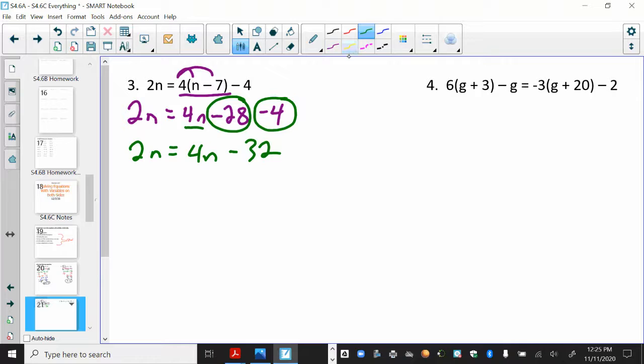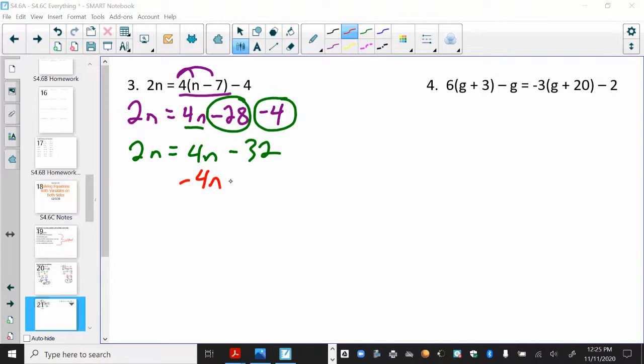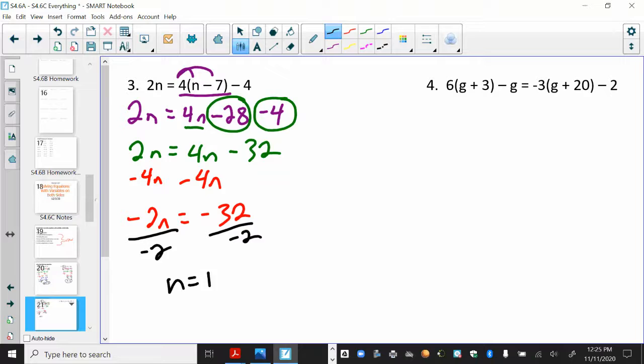Alright. Next step, the red. I want to move my variable term, minus 4n, sorry about that, minus 4n to get negative 2n equals negative 32. I don't have an undo, a plus or minus, right? Last one is just division, step 5. Divide by negative 2 to get n equals 16.